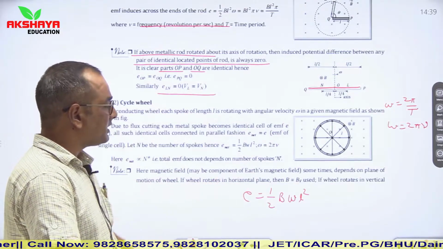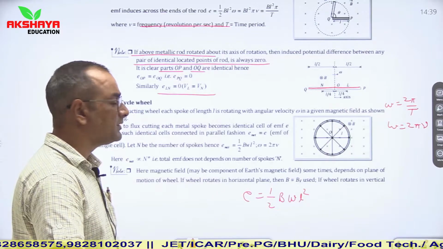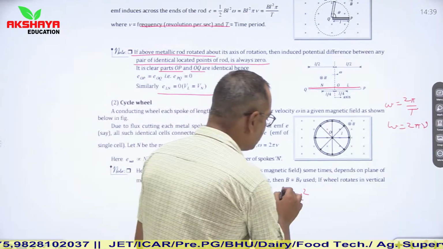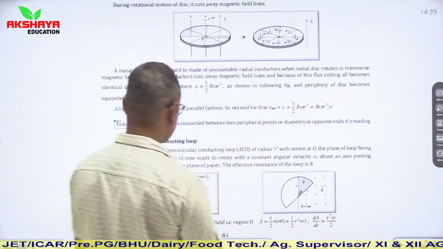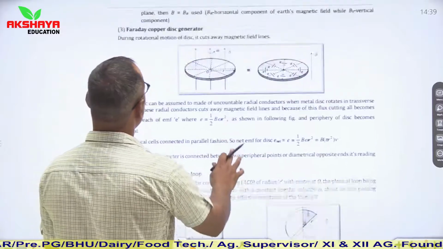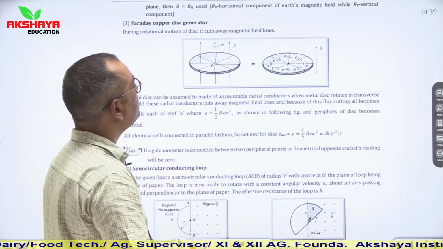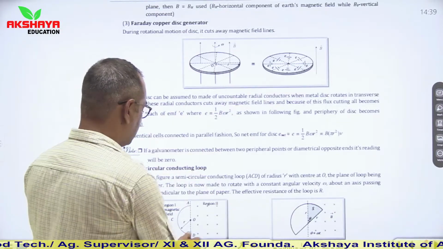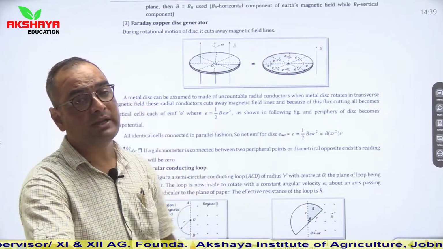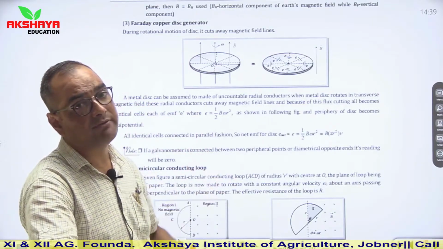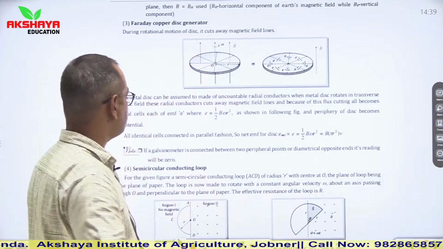Here, the magnetic field sometimes depends on the plane of motion of the wheel. If the wheel rotates in a horizontal plane, then the magnetic field will be equal to the vertical component of Earth's magnetic field. So we can see, if the wheel is rotating in a vertical plane, then the magnetic field will be BH, and if it rotates in a horizontal plane, then it will be B is equal to BV.